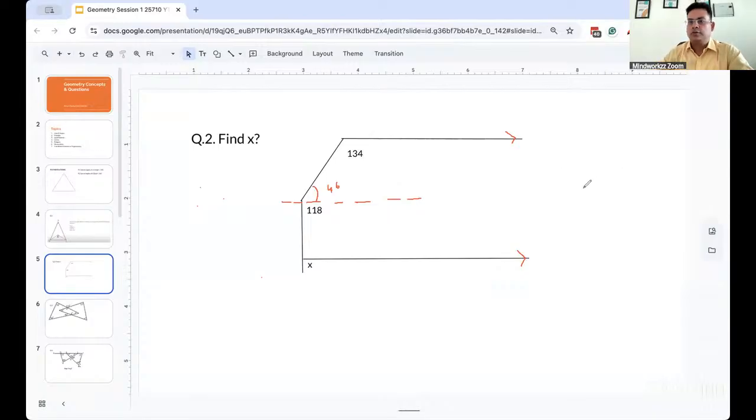We know that when a transversal cuts two parallel lines, this and this will be equal to 180 degree. Why? Because this is A, right? So this will also be A, and if this is B, you can clearly see A and B are on the same straight line, so A plus B will be 180 degree, right? I hope this is clear. Why A plus B will be 180 degree?